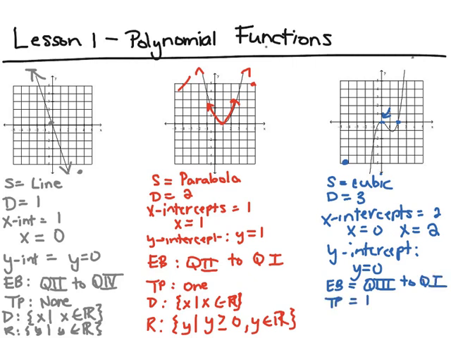There's one turning point, and like a line, domain is always x such that x is an element of the real number set, because it goes left and right forever, and because it goes up and down forever, the range is also y is an element of the real number set. So there is all the information for a cubic, parabolic, and linear function.